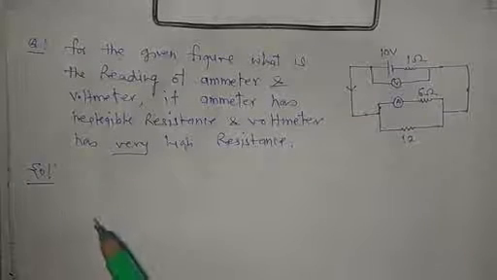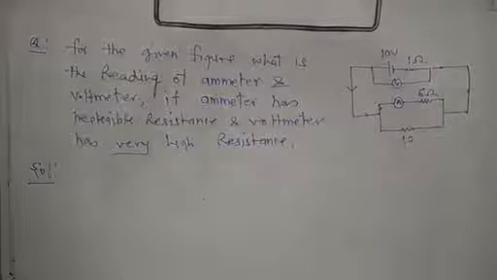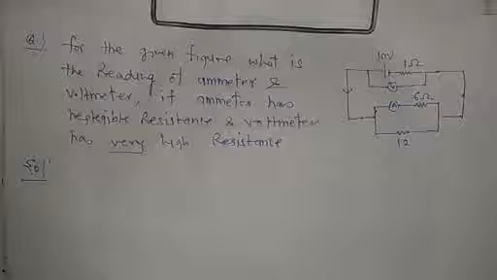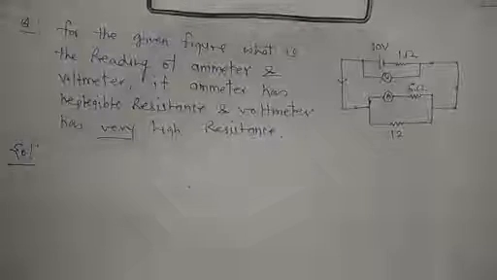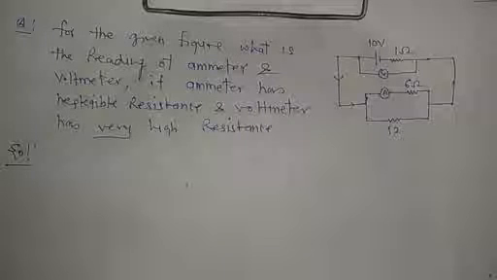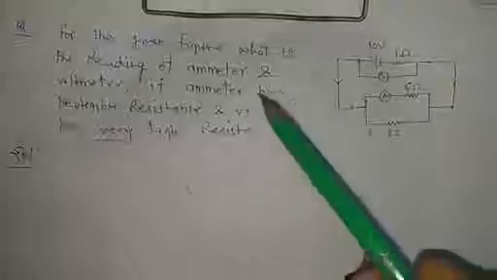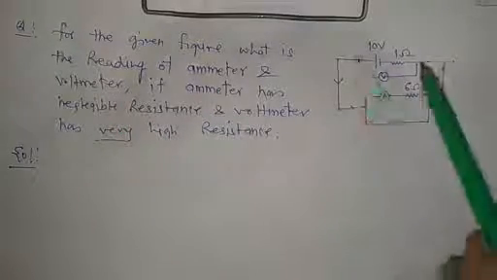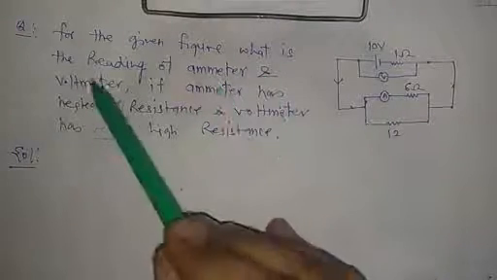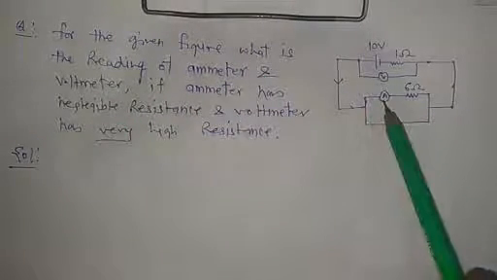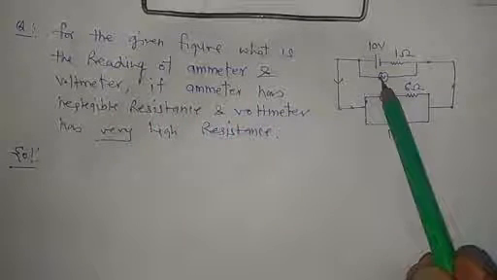Well, here is a question from current electricity, which is basically a numerical, but usually asked in a different, alternative way. Let us see. For the given figure, we are provided with the circuit diagram. What is the reading of ammeter? There is an ammeter and a voltmeter.